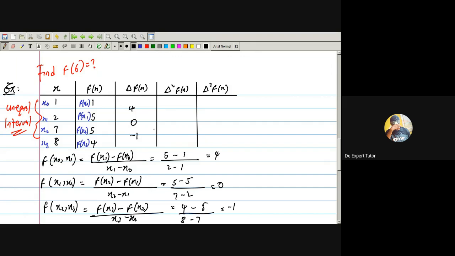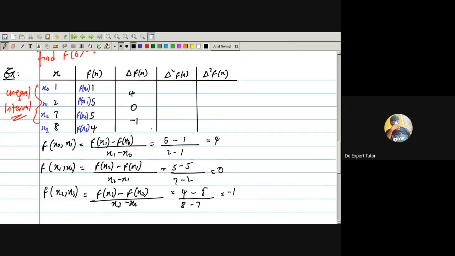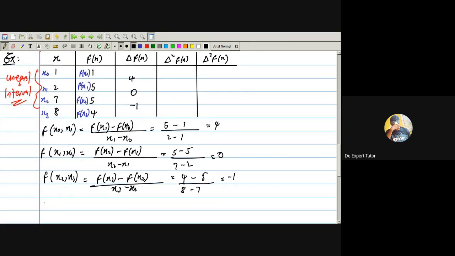Next, we jump to this side. So what do we find here? We want to find what will occupy this side. It was f of what? f of x naught, x1, x2. Okay, and that's f of x1, x2 minus f of x naught, x1 all over what? x2 minus x naught. You will now see how interesting it will be.